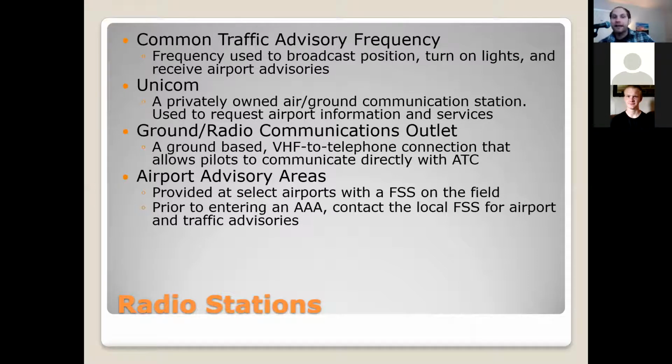Okay. The next vocabulary word is airport advisory areas. It could be at selected airports where flight service station is on the field. Prior to entering this advisory area, you could contact the local flight service station for airport advisories, for traffic advisories. This is probably a service that you would see at the TRSA. Remember earlier in today's slideshow, we had the gray ring surrounding a Delta airport, which would be a TRSA. This would be a very good example of where you would see an airport advisory area. It's a very similar idea to air traffic control, only it's actually conducted through flight service station.